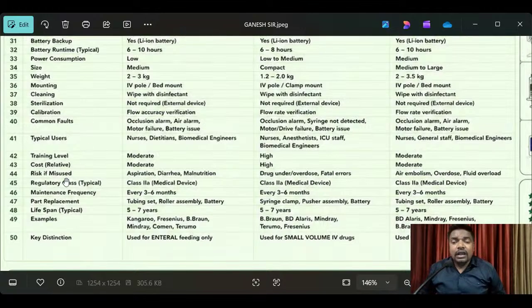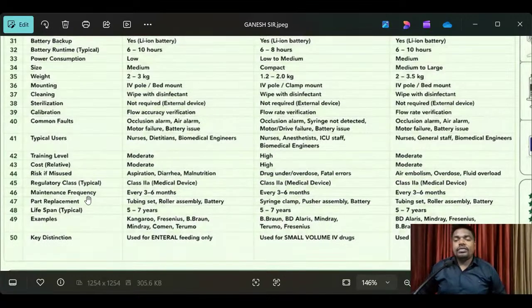Okay, right. Now cost relative, see here, when I'm going to compare, the comparison key point, 43 point, cost relative. Here, feeding pump moderate, syringe pump high, and infusion pump moderate. Okay, I cannot say exactly, because it depends on the company, on the manufacturers. It varies by country, by state, and by specifications. If you buy equipment in bulk, that also varies the cost. That's why we cannot say exactly, but normally moderate, high, moderate I'm giving for your estimation purpose.